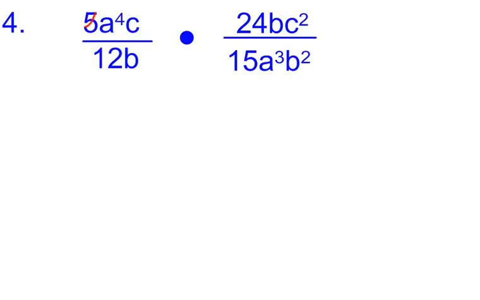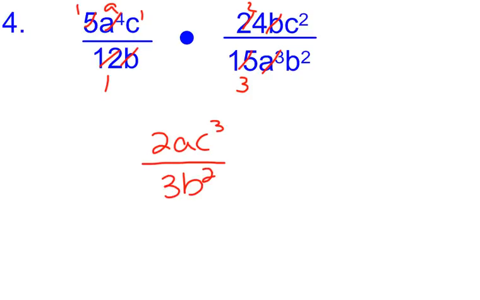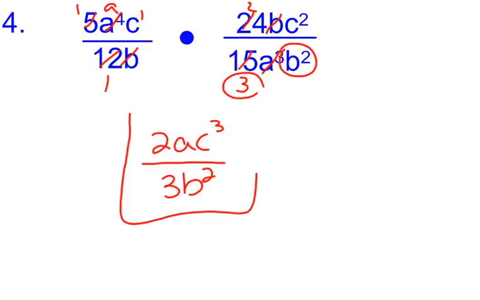So as I'm doing number 4, hopefully you canceled similarly to what I'm doing. Maybe not in the exact same order, but that looks like all I can do. So as I go across the top, I have a 2, an a, and then I have a c to the 1st and a c squared, which makes c cubed. And then in my denominator, I have a 3 and a b squared. Nothing reduces here, so that's your final answer.